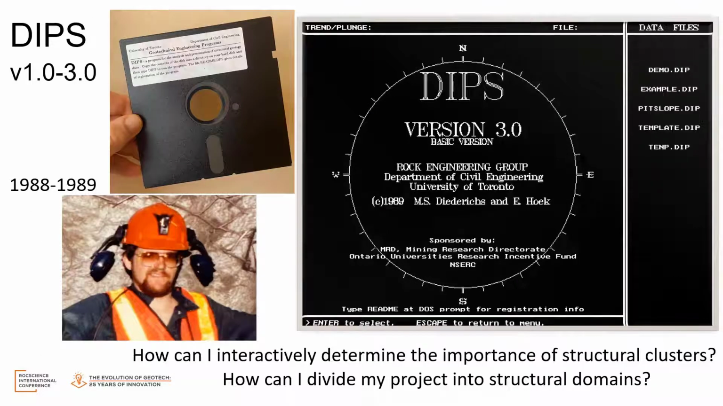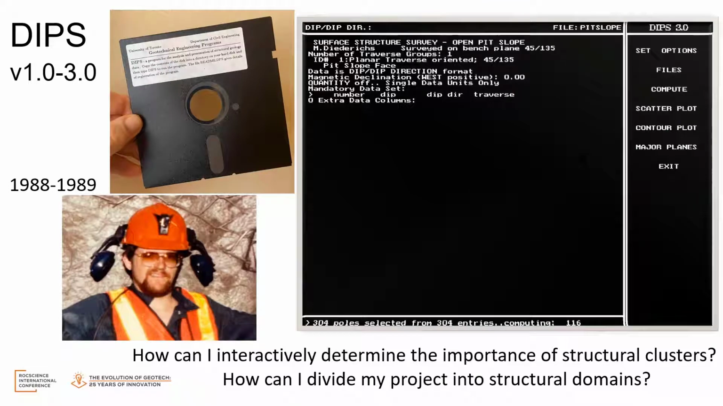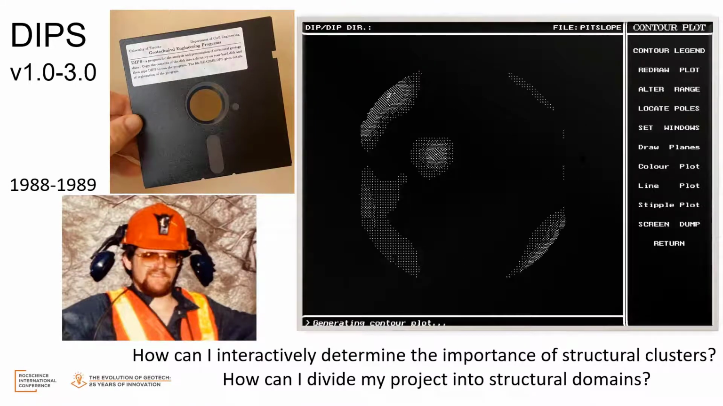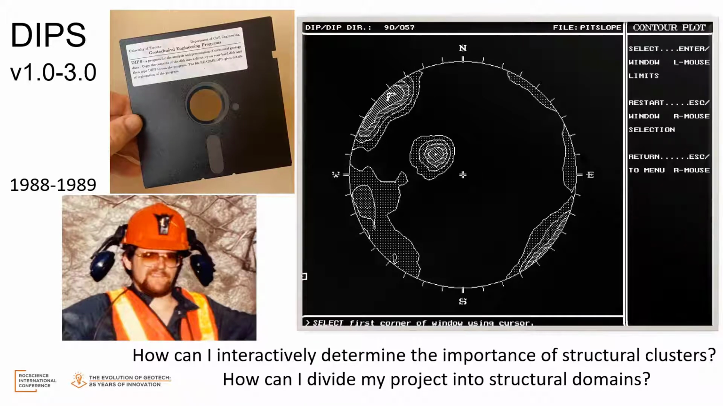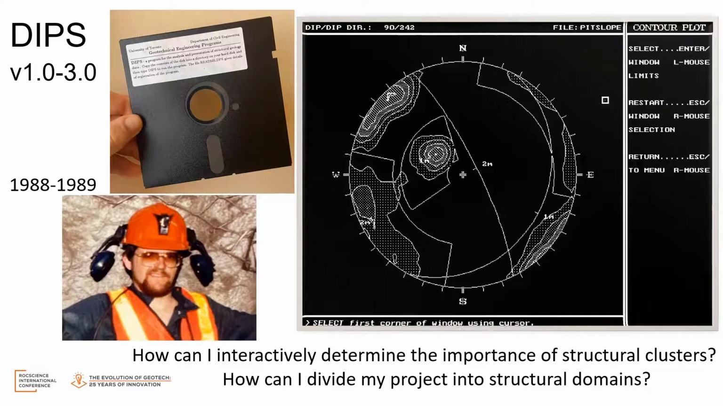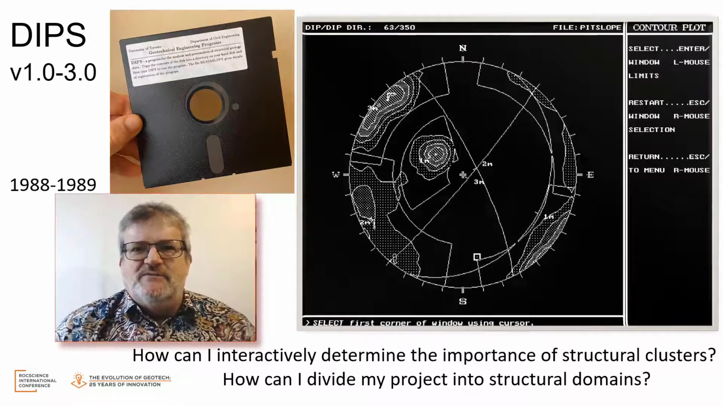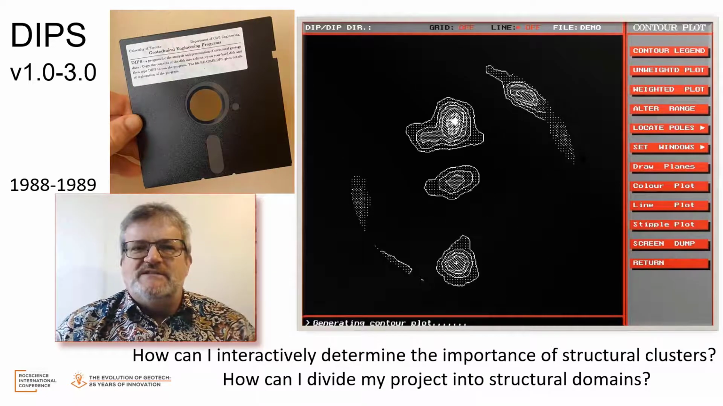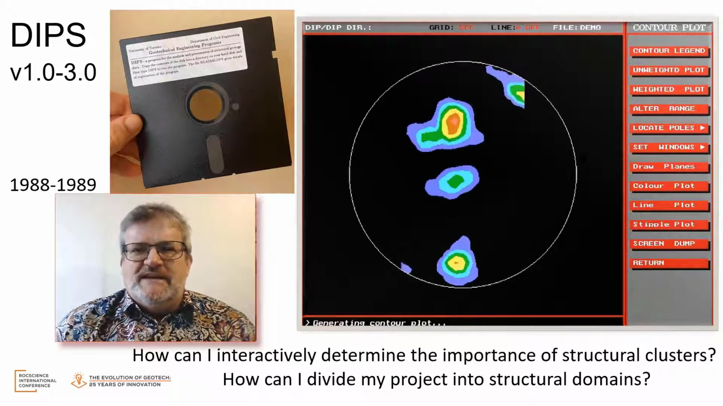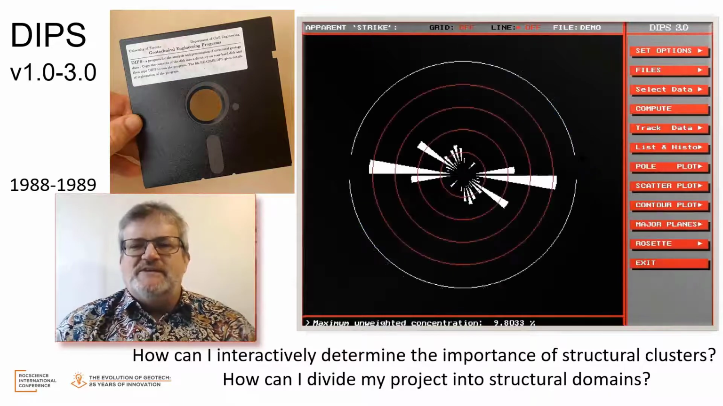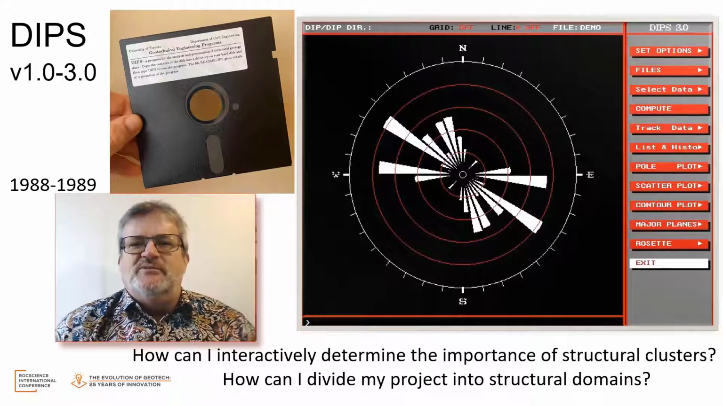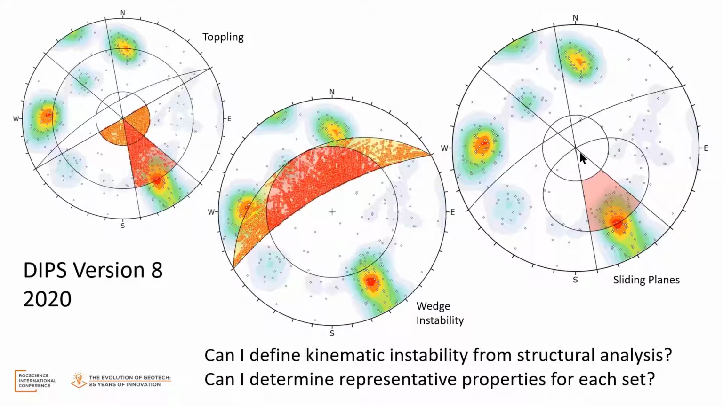My own personal contribution was in the form of DIPS for analyzing structural data. This came out in 1988 in some of the beta versions, originally called StudPlot, and worked its way through a number of versions to what we see today. With this software, you could ask how to interactively determine the importance of structural clusters. You could play with the data and assess and sort the data and filter the data to figure out how you could divide your project into structural domains. DIPS is still in use today.